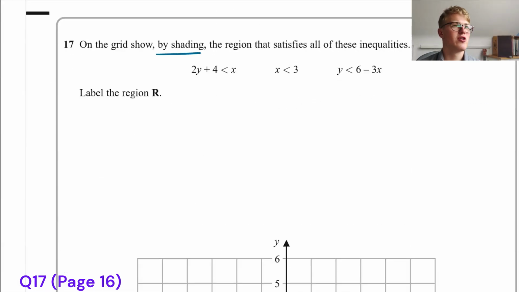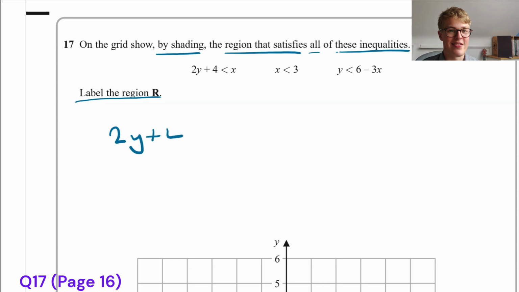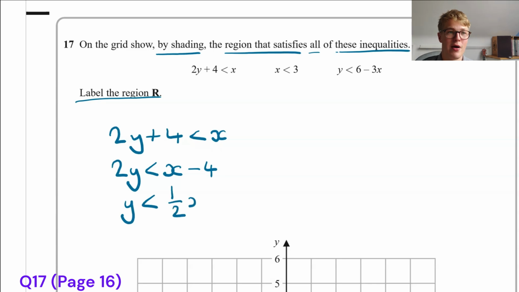On the grid, show by shading the region that satisfies all of these inequalities. Label the region R. So we've got 2y plus 4 is less than x. We can rearrange this to 2y is less than x minus 4, and that is the same as y is less than a half x minus 2.